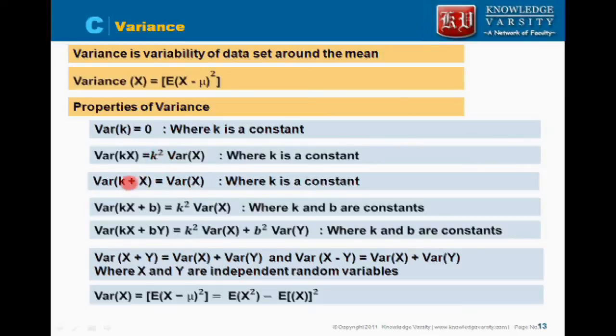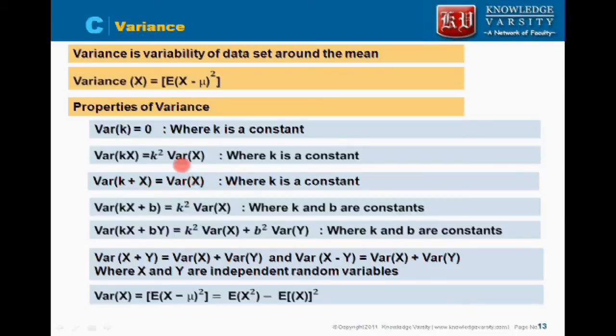Okay, now variance of k plus x, where k is a constant, is given as variance of x. So if you are finding the variance by adding a constant to the random variable, you will get the variance of the random variable itself. So variance of a constant plus a random variable is variance of x.